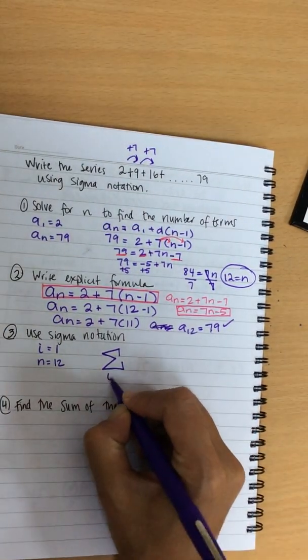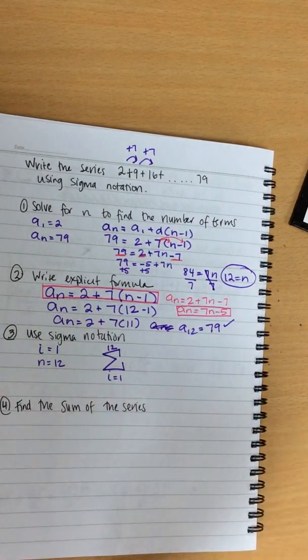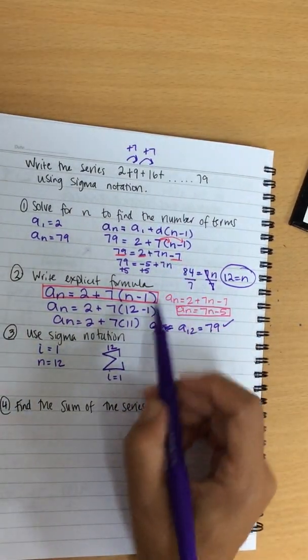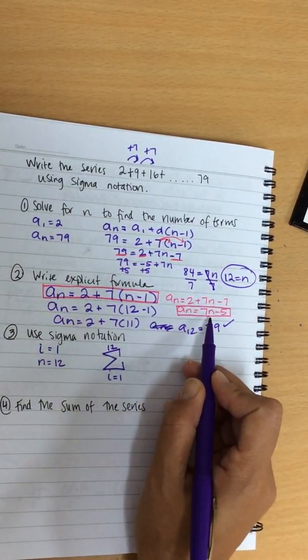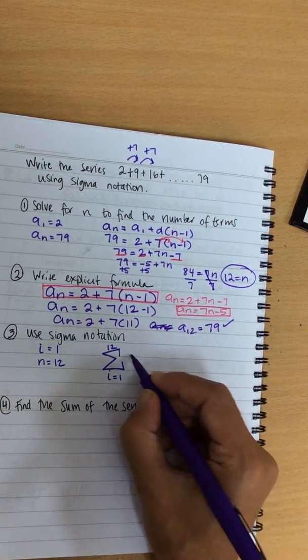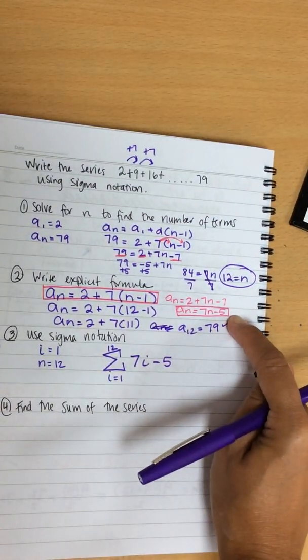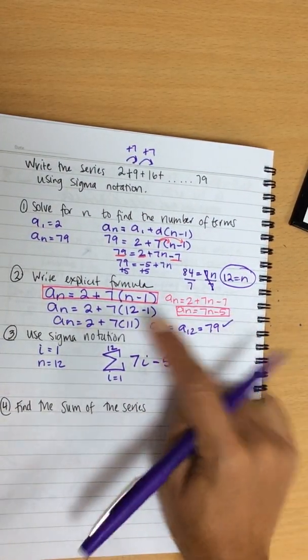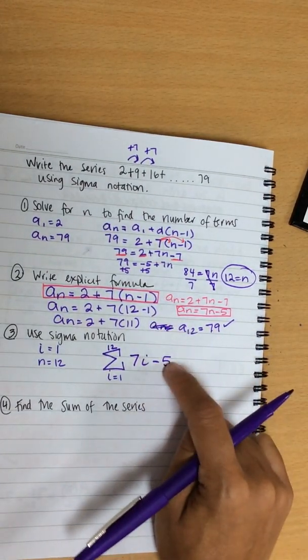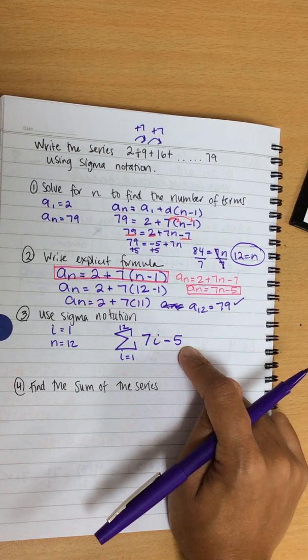We're starting off with the first term, so i equals 1. We're going to the 12th term, and then we just write our explicit formula here, except we have to replace the n with an i, because that's what sigma notation asks us to do. So I can just write 7i minus 5, which I just got from here. Just change the n to an i. You could also use that one. This one's more simplified though, and more likely to be what you see.